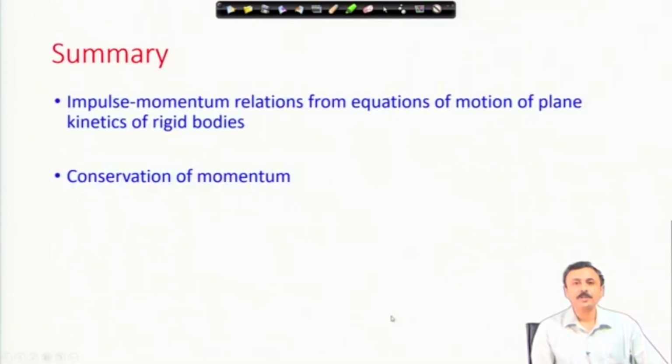So, to summarize, we have looked at the impulse momentum formulation for plane kinetics of rigid bodies. We have derived the linear impulse momentum relation and the angular impulse momentum relation. We have looked at some problems and shown how conservation of linear and angular momentum are used in problems. With that, I will close this lecture.